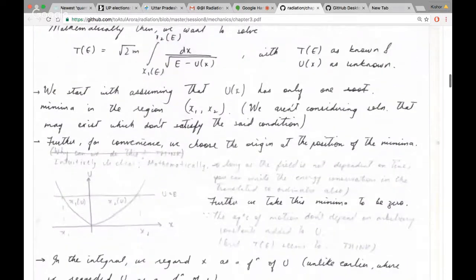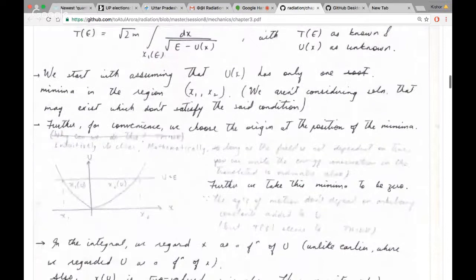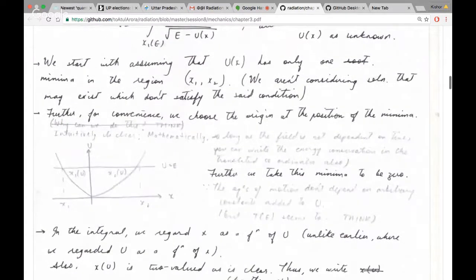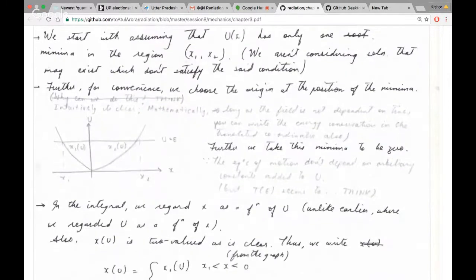Further, for convenience, we choose the origin at the position of the minimum. Intuitively it's clear. Mathematically, so long as the field is not dependent on time, you can write the energy conservation in the translated coordinate, so you can just shift it. Further, we take this minimum to be zero. The equation of motion does not depend on an arbitrary constant added to U.